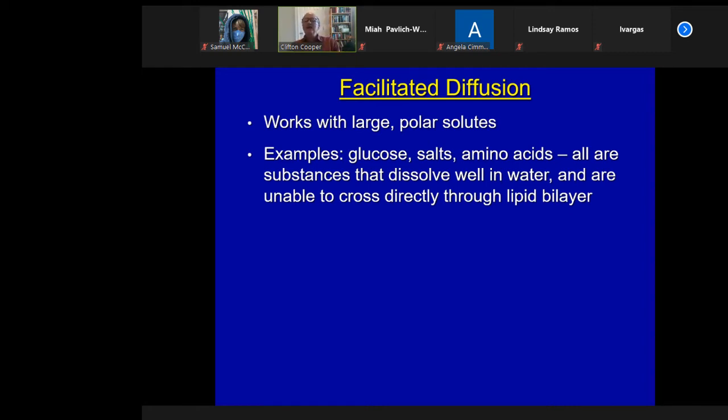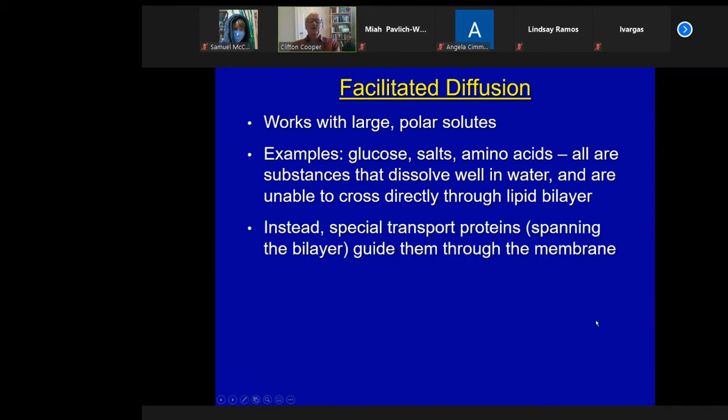So now we have proteins that have the job of moving one or maybe two of these substances. You need different proteins for different substances. So these are integral proteins that have a tunnel through them, and they allow you to move something from one side to the other.